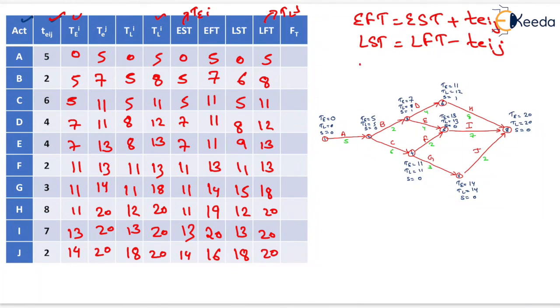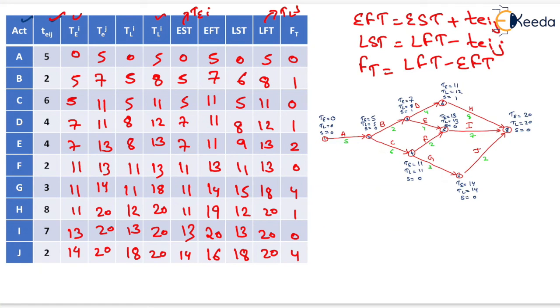Now, we have to calculate the total float. Total float will be the difference of LFT minus EFT or LST minus EST. Both will give the same answer. So, if we subtract the LFT and EFT, then it will be equal to 0. Here 8 minus 7 equals 1, 11 minus 11 equals 0, 12 minus 11 equals 1, 13 minus 11 equals 2. Similarly, 13 minus 13 equals 0, 18 minus 14 equals 4, 20 minus 19 equals 1, 20 minus 20 equals 0 and 20 minus 16 equals 4. That is the total float.